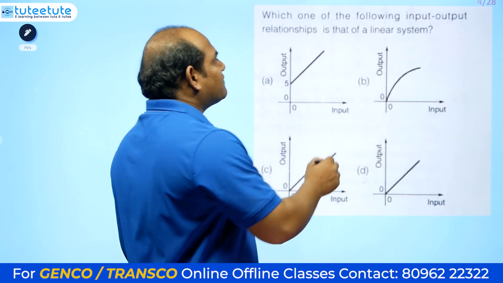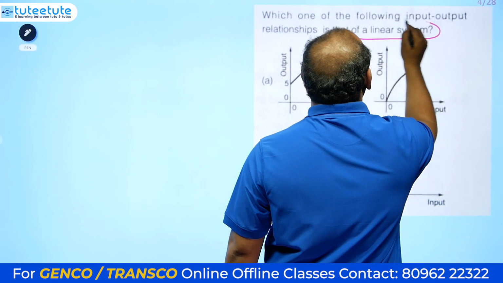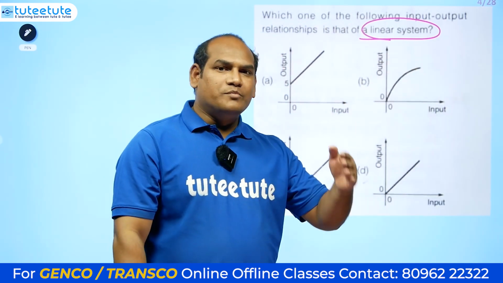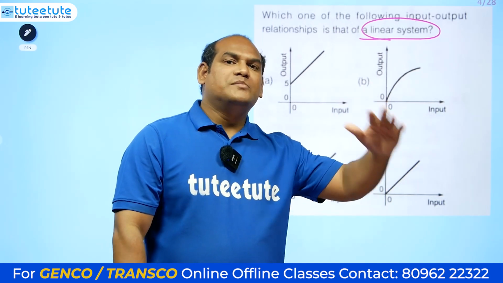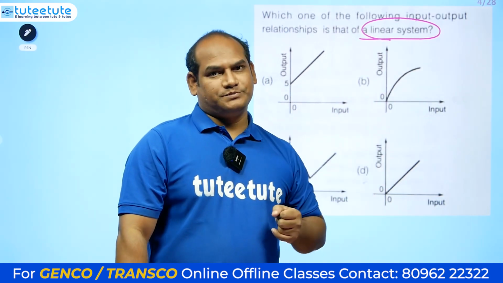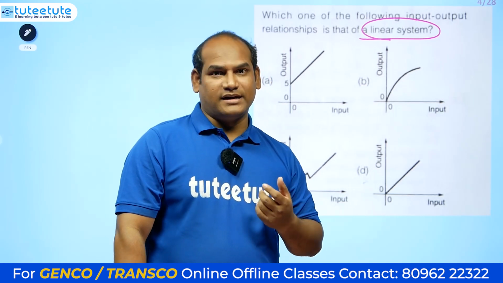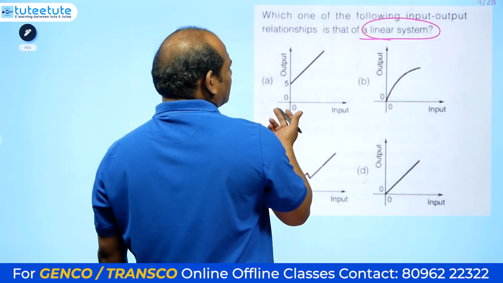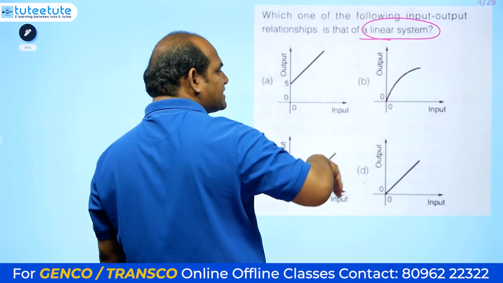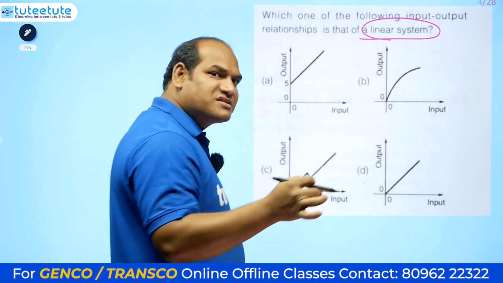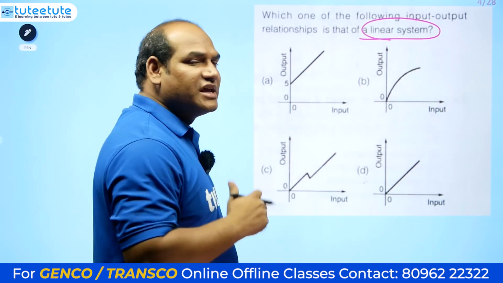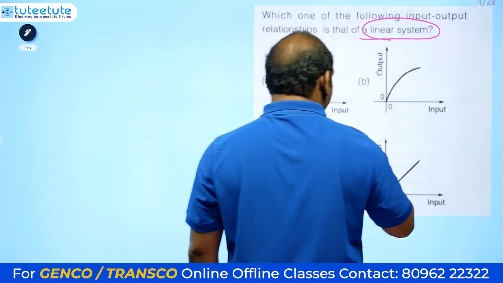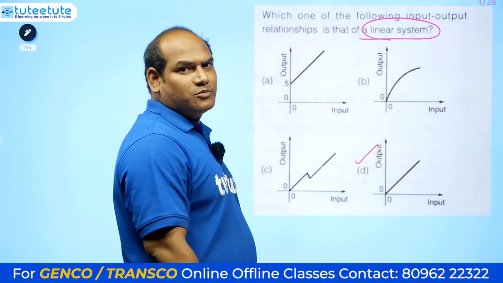The name itself gives the information that the relationship between input and output should be linear. Linearity means that if you make some change in the input, the same change should be reproduced at the output. Then we can tell that is called linearity. Which one follows the linear system characteristics? A straight line passing through the origin. That is what we can tell is linearity. So by seeing the graphs, we can easily identify option 4 is the correct option.